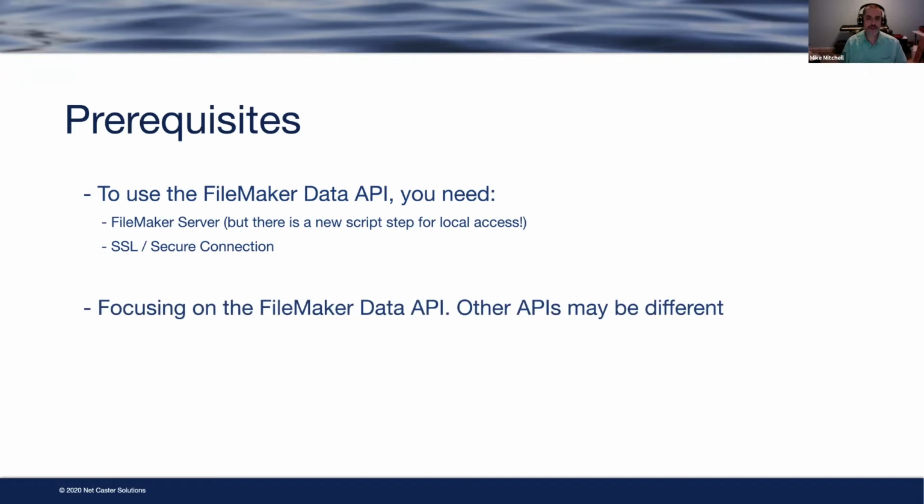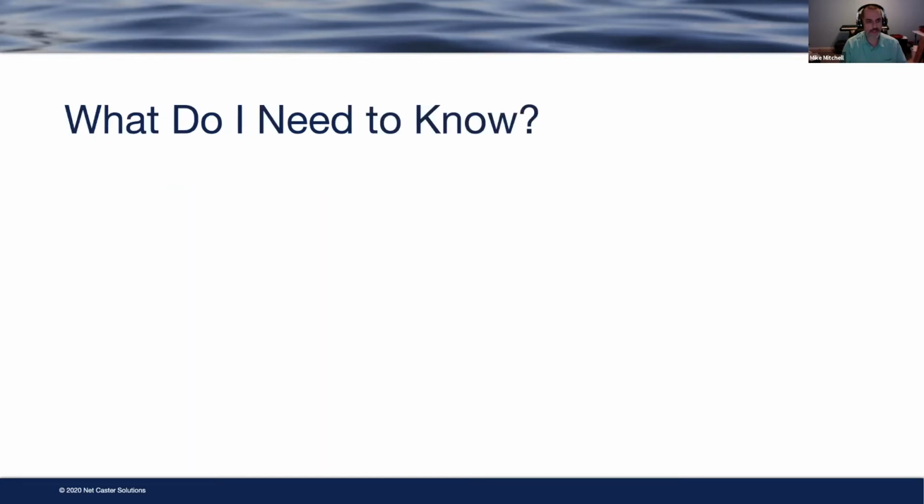So we're going to be focusing for today just on the FileMaker Data API. There may be some things different with other APIs you interact with. For example, there is a FileMaker Admin API that allows you to interact with the admin console. There are other APIs out there on the web. There's thousands of them that you may be interacting with. So we're going to focus just on using the FileMaker Data API for today.